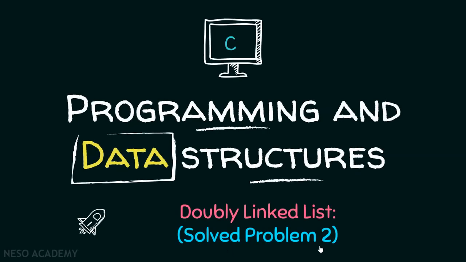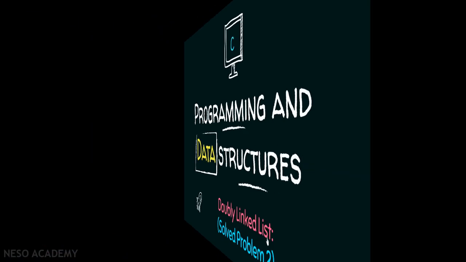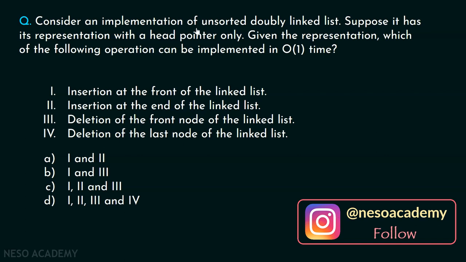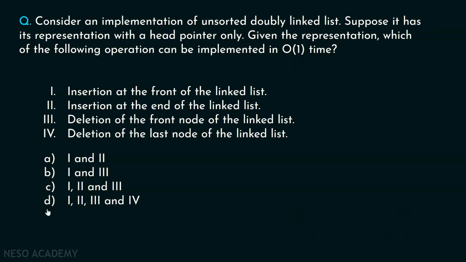Let's discuss solve problem 2 on doubly linked list. Consider an implementation of unsorted doubly linked list. Suppose it has its representation with the head pointer only. Given the representation, which of the following operations can be implemented in big O of one time, that is order of one time, right? These are the operations available in front of you and the options are also available. You need to identify the correct option.